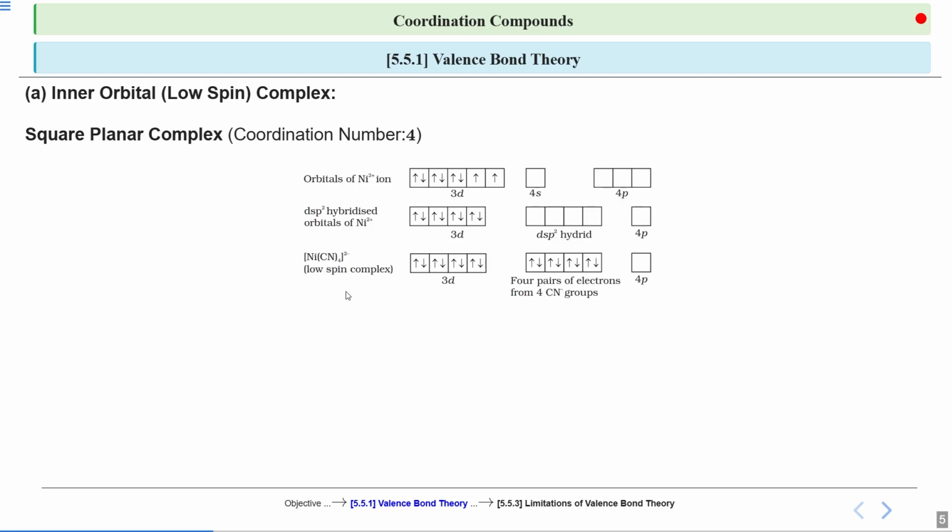So this complex is a low spin complex, that means all the electrons here are paired, so pairing energy is greater here, right? In the 3d orbital, all the electrons are paired. It is a low spin complex, and for this 1d, 1s and 2p orbitals are undergoing hybridization to give us dsp2 hybrid orbitals, where 4 pairs of electrons are going to be donated from the 4 cyanide ligands to make the coordinate covalent bond with our central metal, that is nickel here, right?